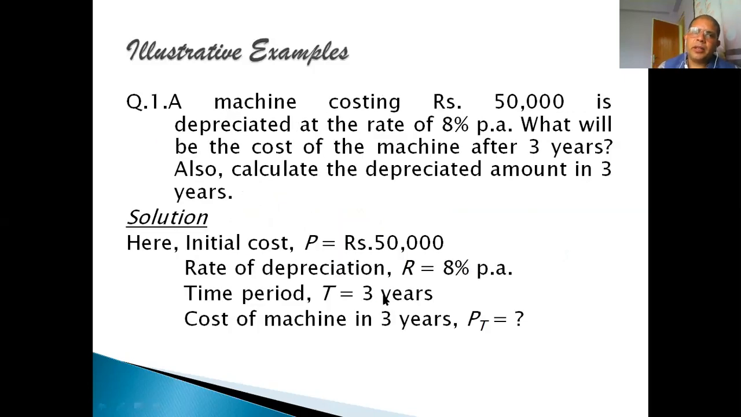Now, example number one. A machine costing rupees 50,000 is depreciated at the rate of 8% per annum. What will be the cost of the machine after 3 years? Also calculate the depreciated amount in 3 years. Now, this 50,000 is the initial price, the rate is 8%, time is 3 years, and we need to find PT. We have the formula, PT is equal to P times (1 minus R by 100) power T.